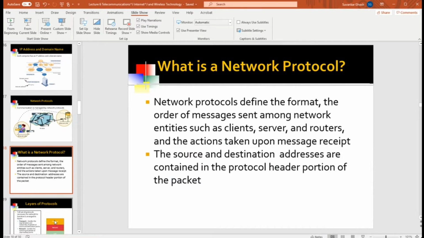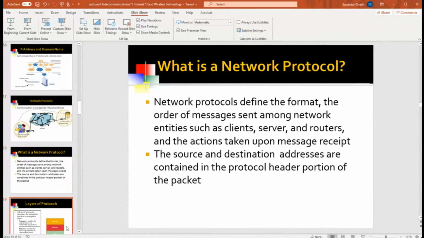Just like, to continue with the analogy of humans, when humans converse, they have to use the same language. If one person is speaking Greek and the other person is speaking Russian, they're not going to be able to understand each other. So similarly, routers that are talking to each other, to switches, and to end systems, all of those messages have to follow standard formats. And network protocols define what those standard formats are.